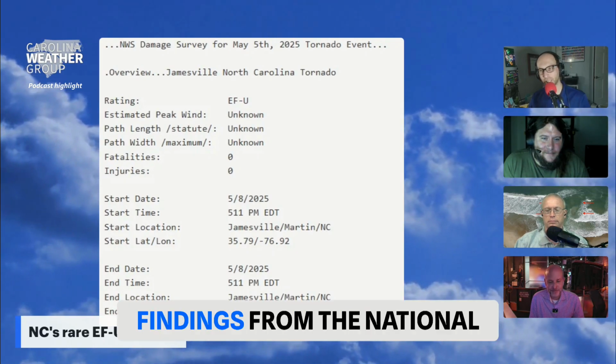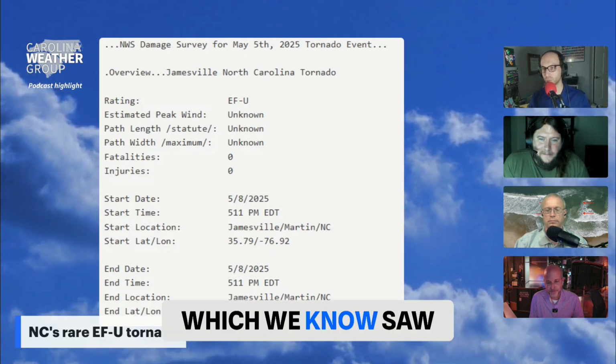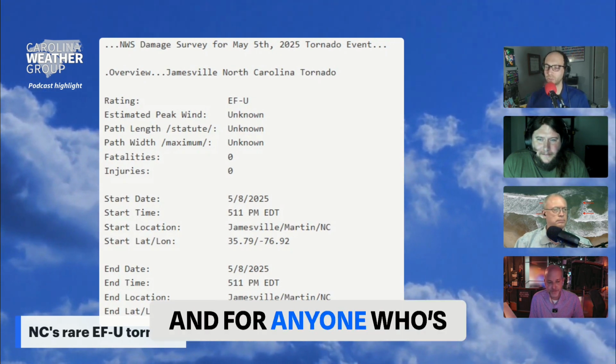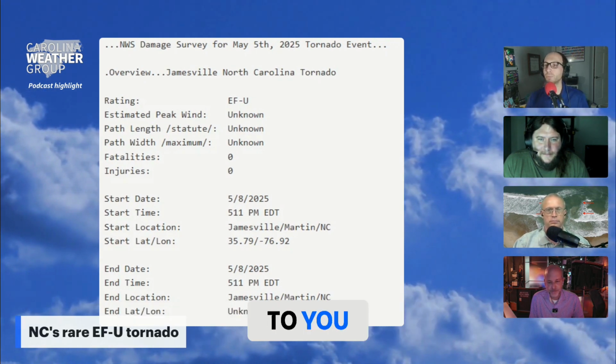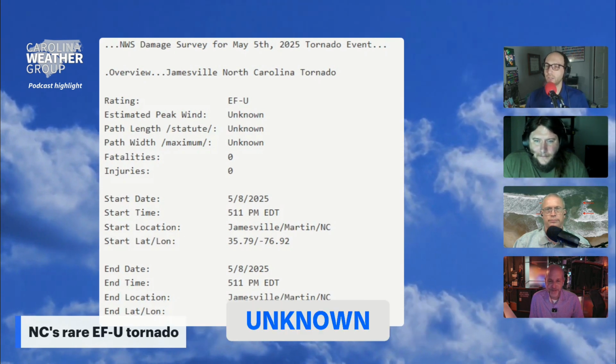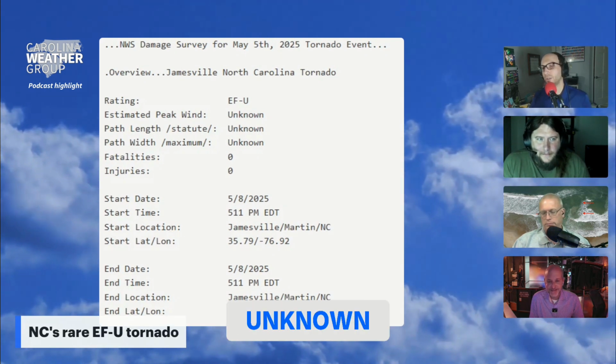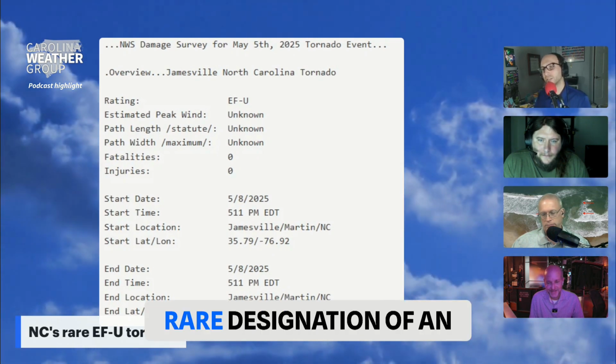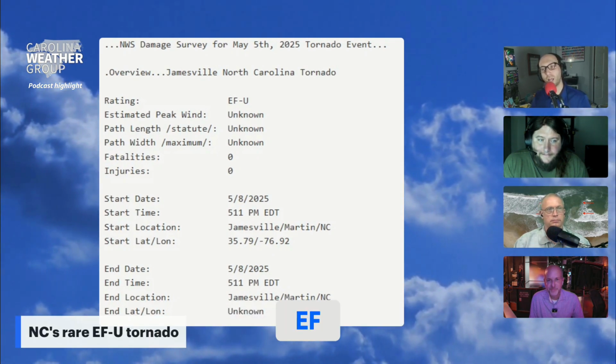Here are the official findings from the National Weather Service, which we know saw your video, got that warning out, and reacted. They went out there and did a storm survey. And for anyone who's listening on audio podcast, I'll just read this to you. Estimated peak wind, unknown. Path length, unknown. Path width, unknown. It gave it the rare designation of an EF unknown.